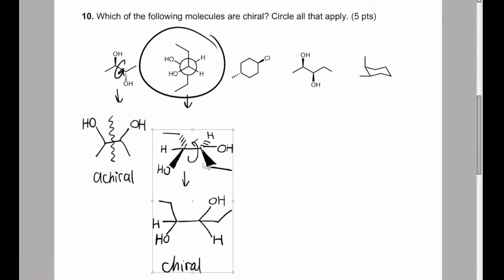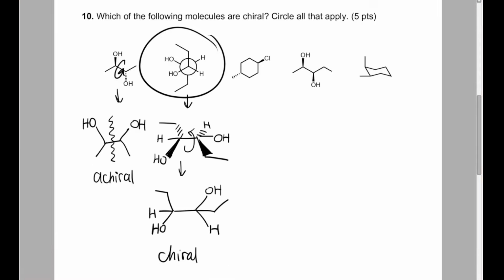Now let's move on to the third one. This is a pretty straightforward one. It's not a meso compound, but it's a cyclic ring, and if you draw a line down the middle, there is an internal plane of symmetry, so it's achiral, even though there's a substituent here and then a substituent here.